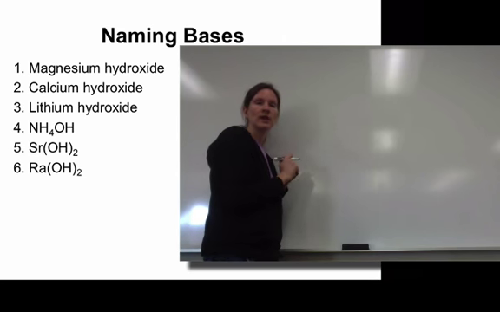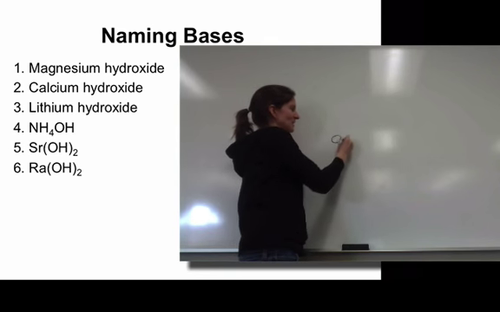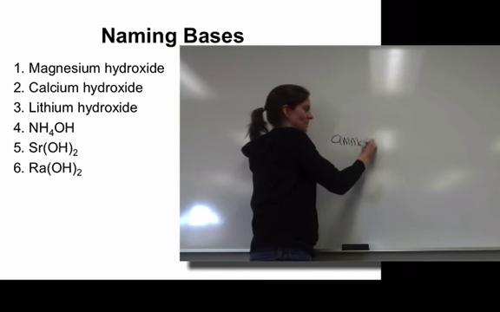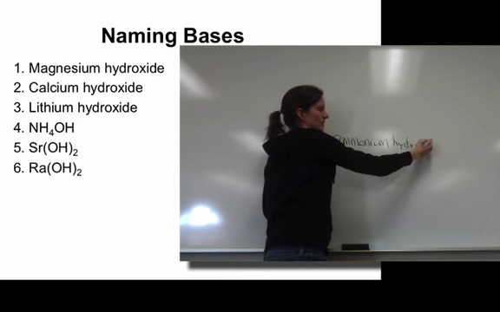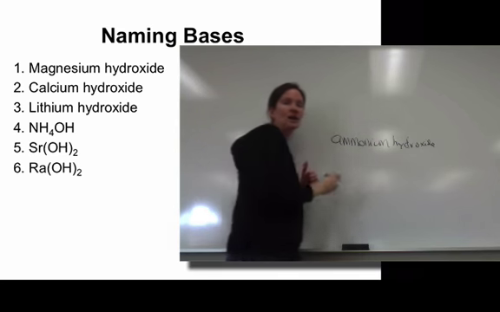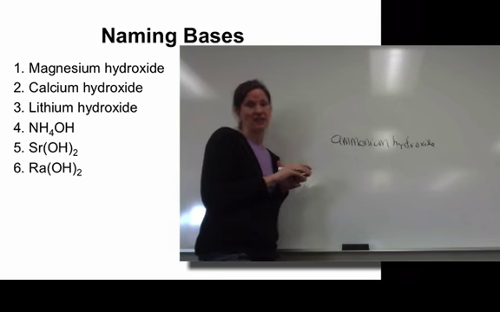Number 4, the NH4OH, that's ammonium hydroxide, because that's the ammonium ion. So you just name each piece. Number 5, Sr is strontium, so that's just strontium hydroxide, and Ra is radium, so that's just radium hydroxide. Each time you just name each component of the hydroxide group, and that's all naming bases is.